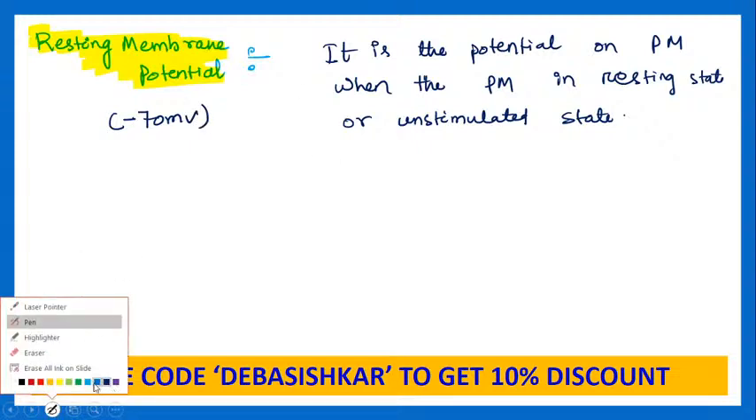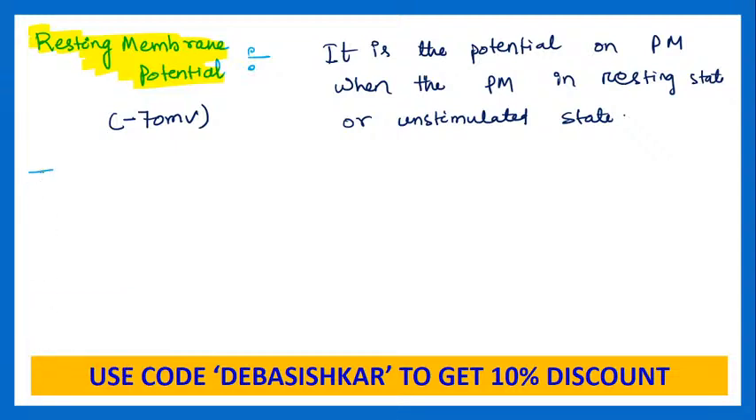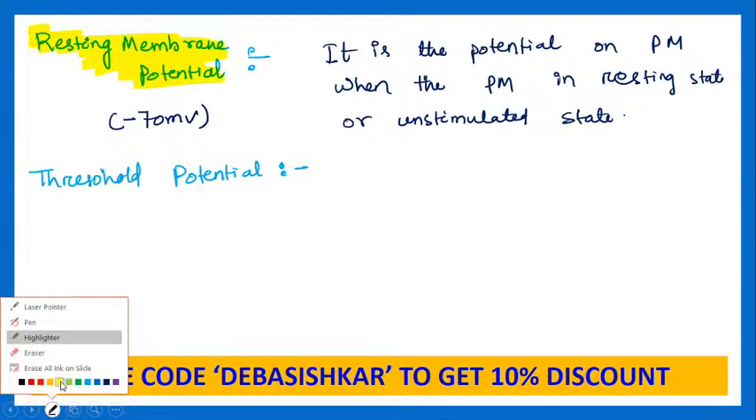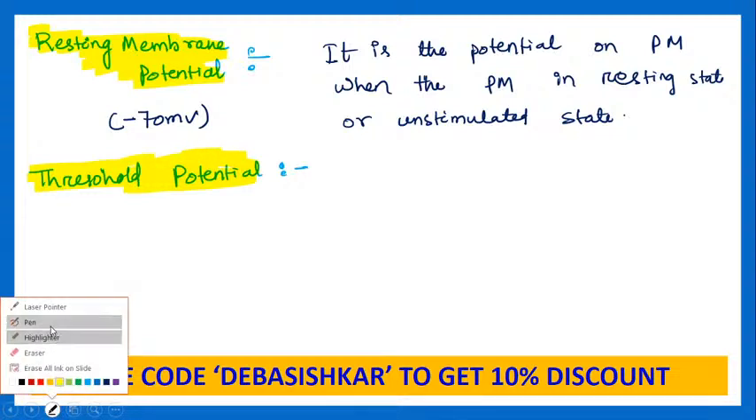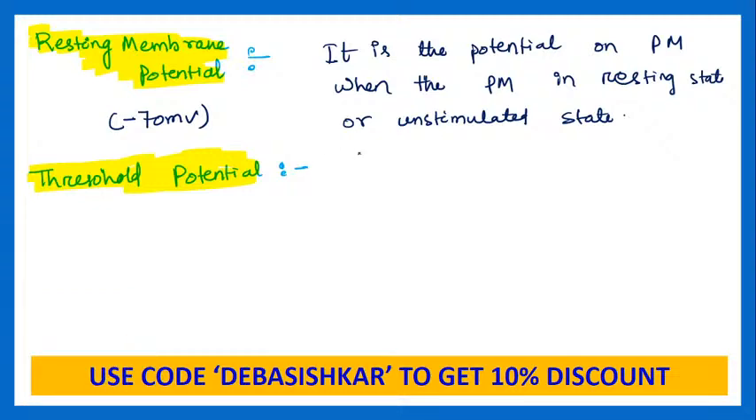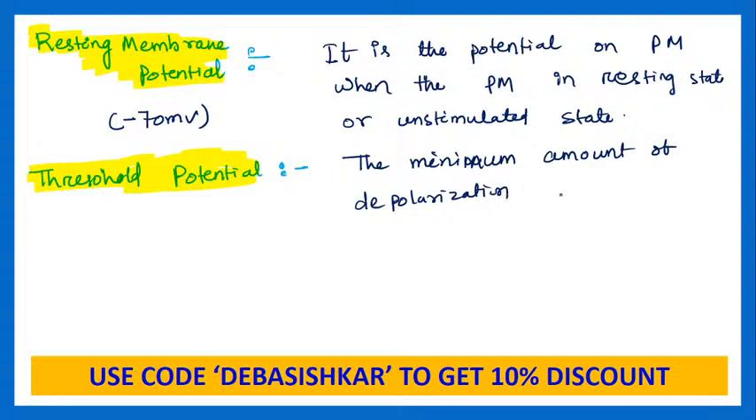Second one is your threshold potential. So what is a threshold potential? Let me highlight this so that it is visible to you properly. The minimum amount of depolarization required to open a voltage gated channel.